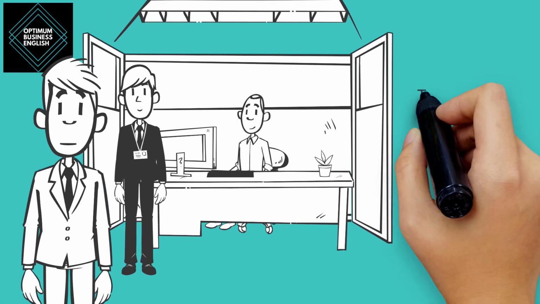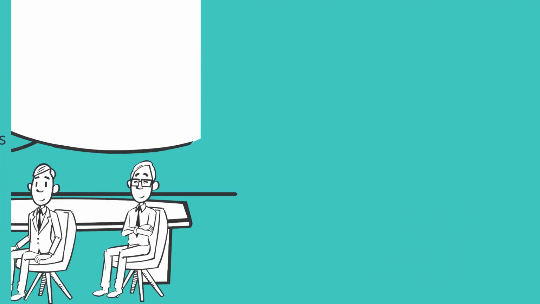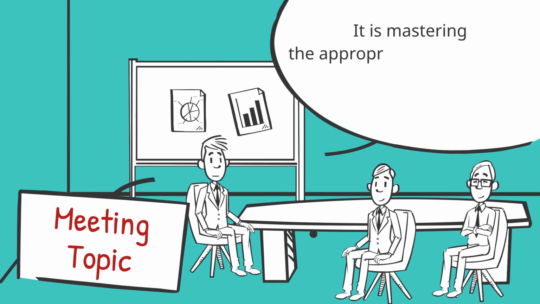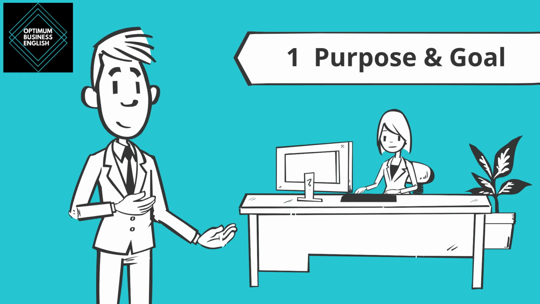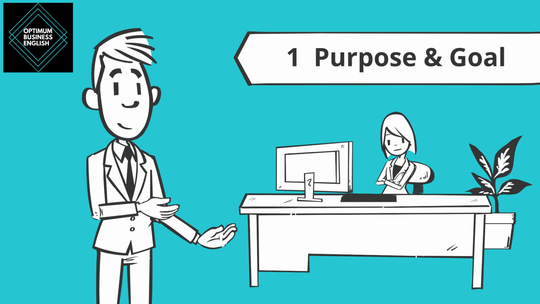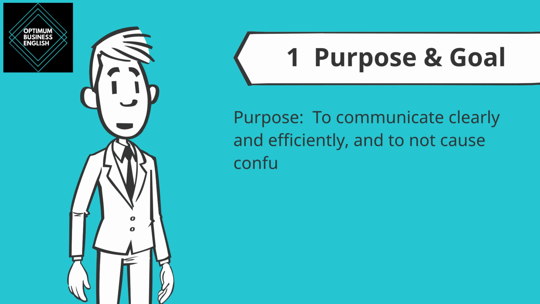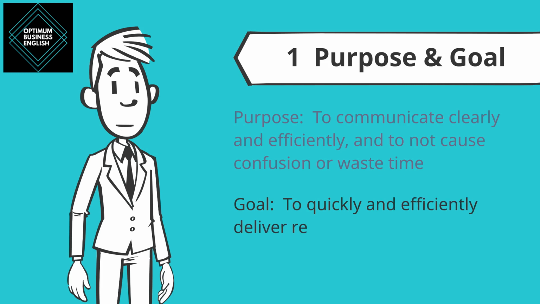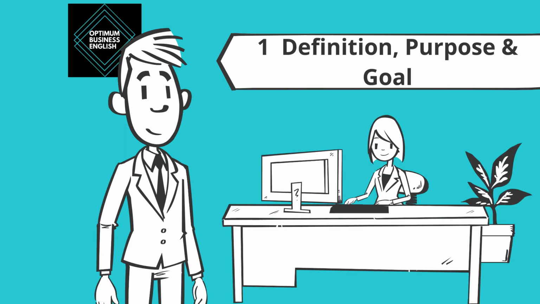Business English is the strategic use of English to achieve success in the world of business. Put another way, it is mastering the appropriate use of English within specific business situations. Got it. What is its purpose and goal? Its purpose is to communicate clearly and efficiently, and to not cause confusion or waste time. Its goal is to quickly and efficiently deliver results, by getting others to do what you want or need, saving time and money. So, it is to use certain, specific English, according to the situation. To get results quickly.